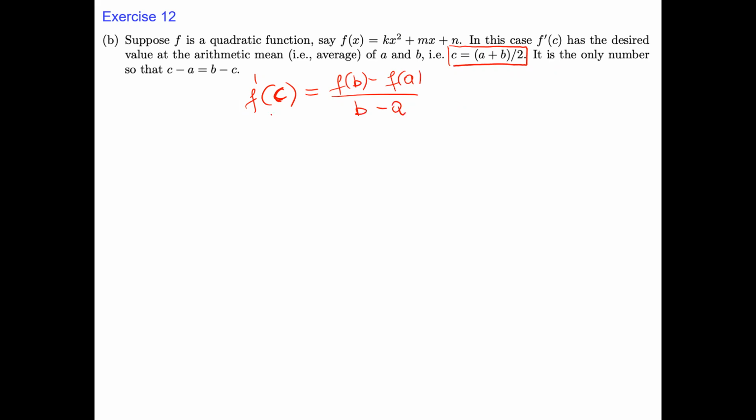When I take the derivative and substitute that value, let's work it out. First of all, the right-hand side. We will get right and left the same. Okay, let's figure out the right-hand side first. F of b.